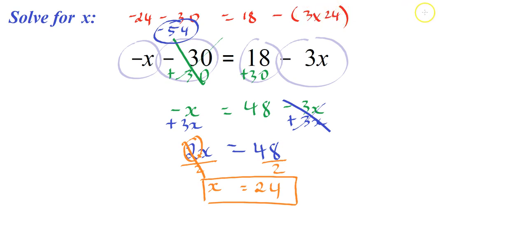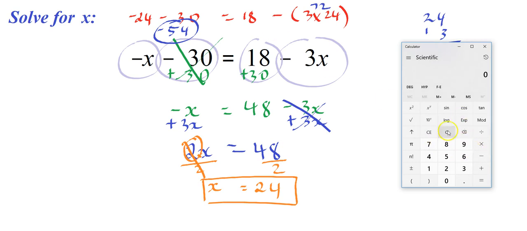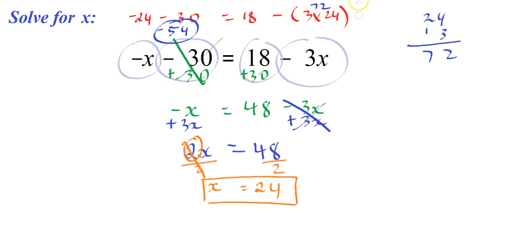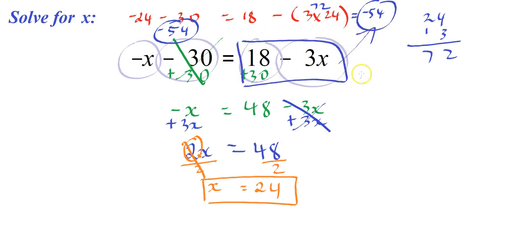On this side, we've got 3 times 24. So 24 times 3, right? That's 72. So effectively this means 18 minus 72. If you would like to use a calculator, feel welcome to use a calculator. So 18 minus 72 should equal minus 54, and it does. So the right-hand side is equal to minus 54, and the left-hand side is equal to minus 54. They are equal, both sides are equal, therefore x equals 24 is correct.